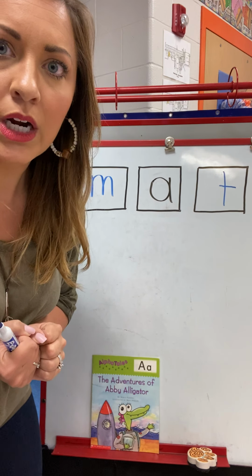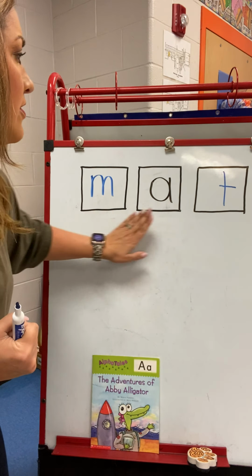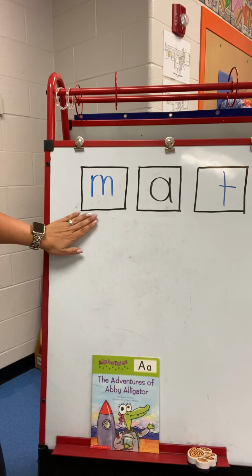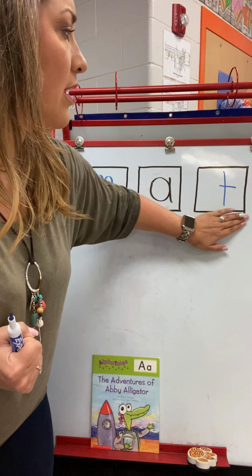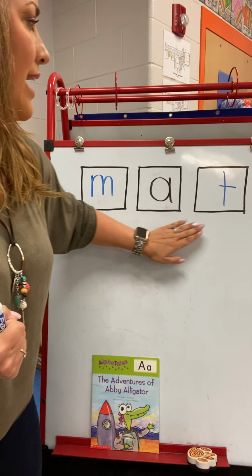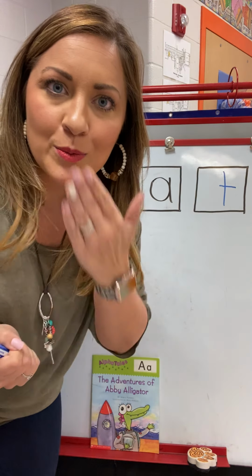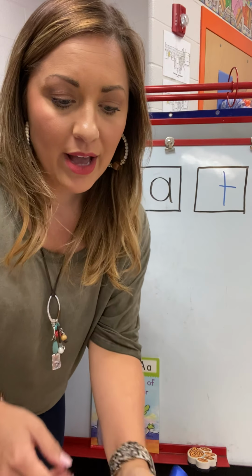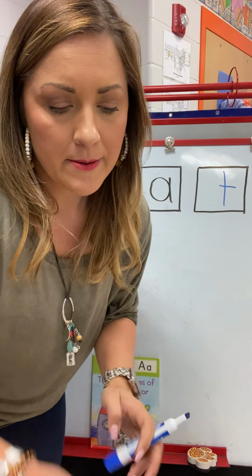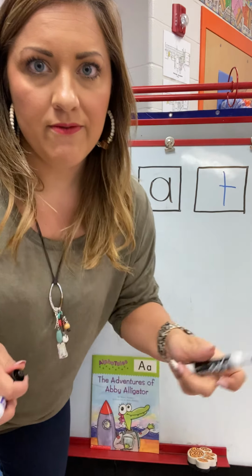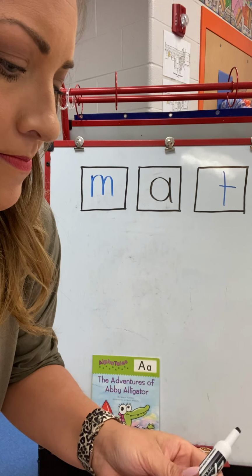So when we read words, we always read from left to right. The beginning, the middle, and the end. Mat. Kiss your brain. Good job. Okay, now I'm gonna see if you can figure this one out with me.